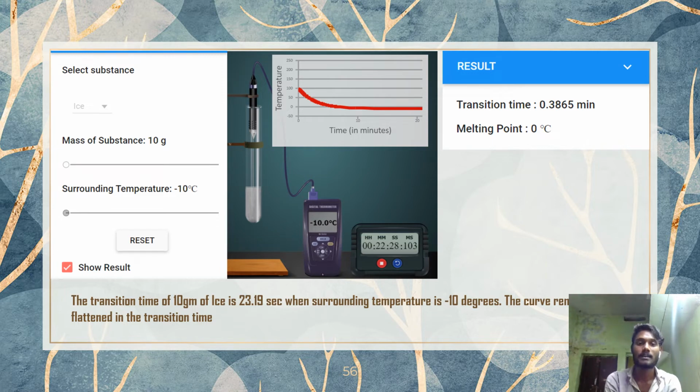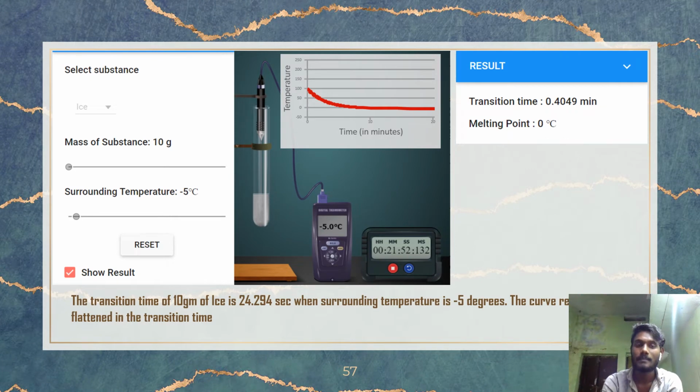Here the experiment is done in the Amrita lab. Here we take the mass at constant 10 grams, and the surrounding temperature is -10 degrees centigrade. When we run the experiment, we got the result: transition time of 0.3865 minutes and a melting point at 0 degrees centigrade. The transition time of 10 grams of ice is 23.19 seconds. When the temperature is -10 degrees, the curve remains flattened in the transition time.